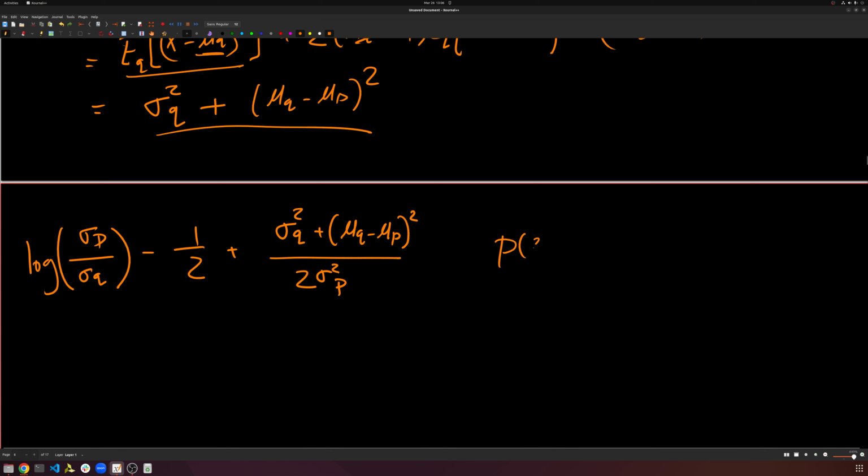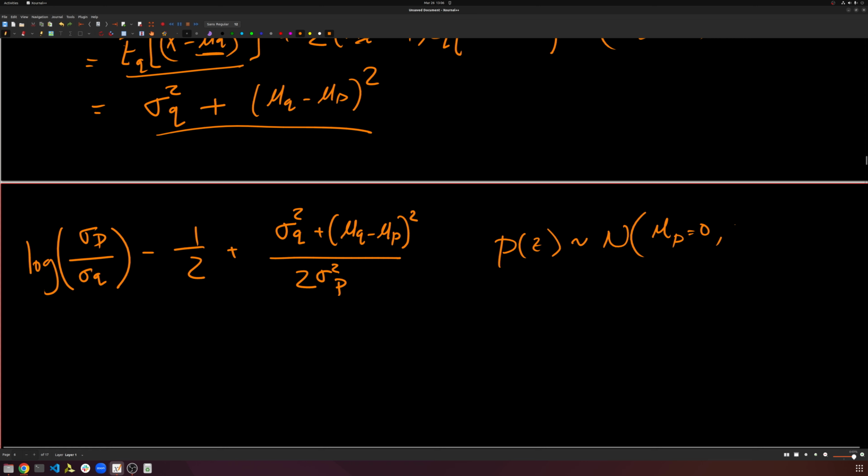Our p of z is a normal, mu p equals 0, sigma squared p equals 1, right? We know it's a 0, 1 distribution because we want it to be set. You could obviously have it be anything you want it to be, but it's more convenient for something to be a standard normal distribution, right? Because why would you want it to be anything else anyway? So all we need to do is go through our formula, and for anywhere we see mu p and sigma p, just go ahead and plug in 0 and 1.